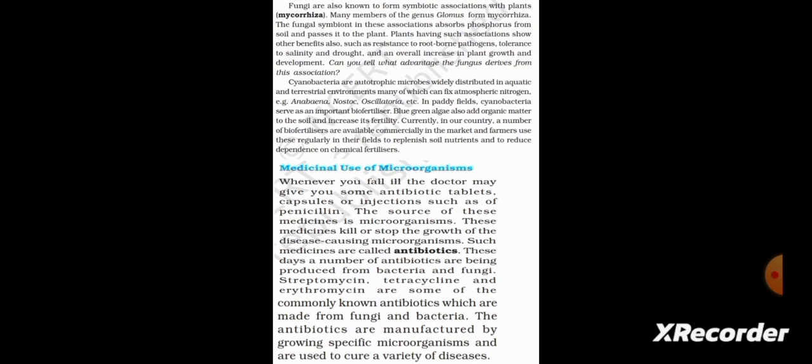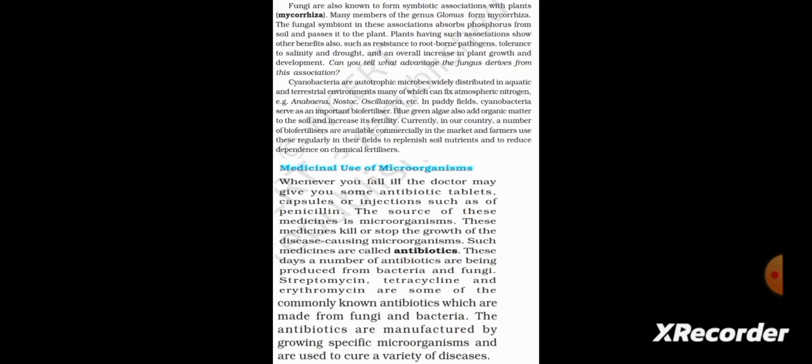Cyanobacteria are autotrophic microbes widely distributed in aquatic and terrestrial environments, many of which can fix atmospheric nitrogen. In paddy fields, cyanobacteria serve as an important biofertilizer. Blue-green algae also add organic matter to the soil and increase its fertility. Currently in our country, a number of biofertilizers are available commercially in the market, and farmers use these regularly in their fields to replenish soil nutrients and to reduce dependence on chemical fertilizers.